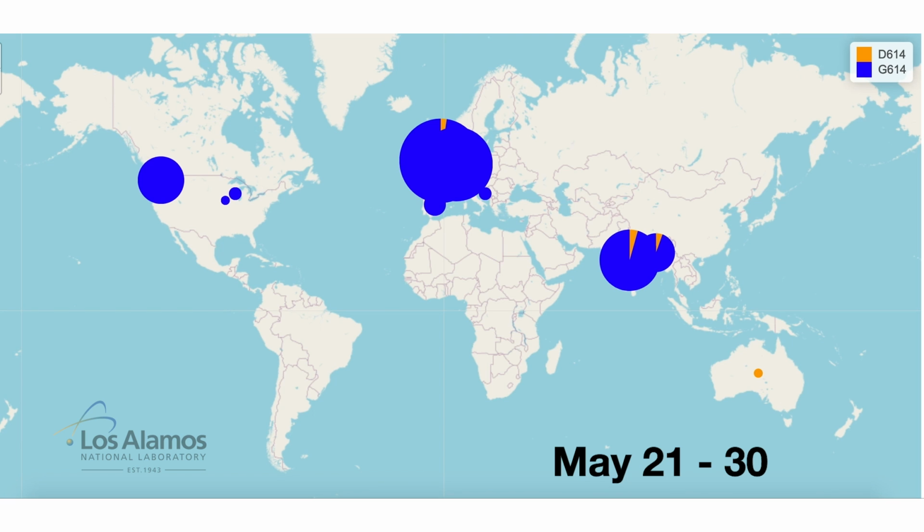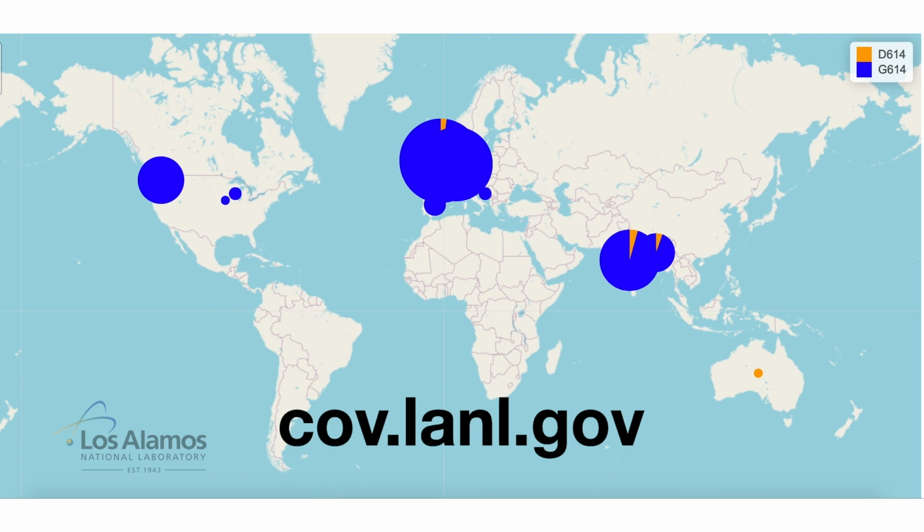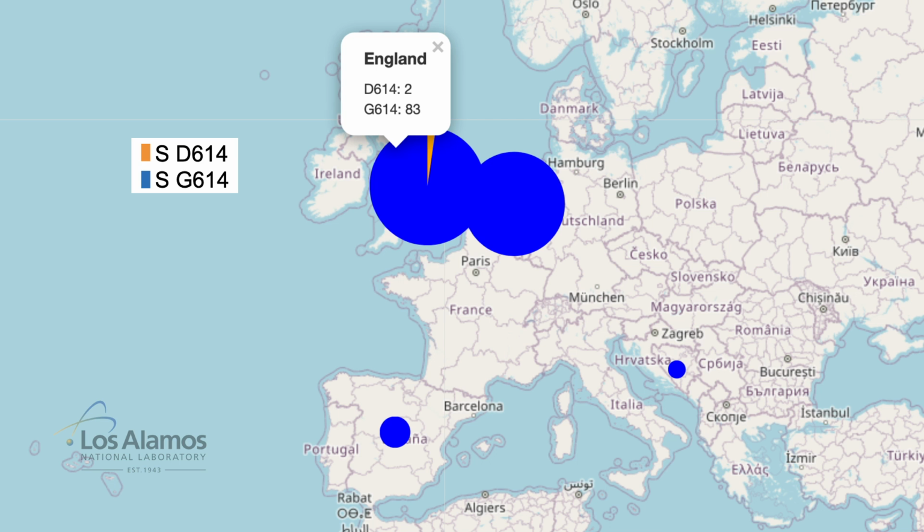Updated interactive versions of this figure can be found at cov.lanl.gov. You can zoom into a region, and a click on the pie chart displays the number of sequences.